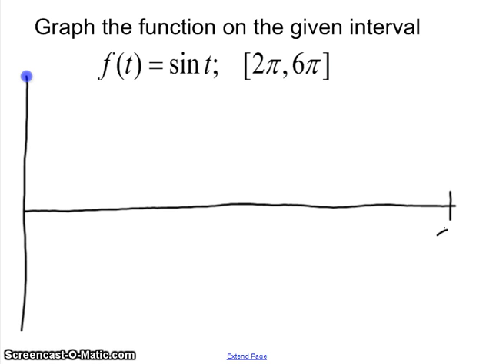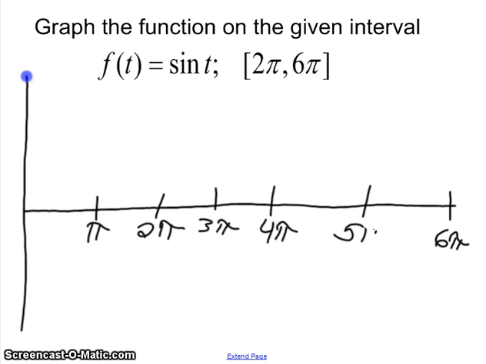The largest value that I need to graph is 6 pi. And then I'm just going to break that up into pretty even intervals. I'm going to divide that in half and say, well, that's 3 pi. And then I'm going to divide that into thirds and say that's 1 pi, 2 pi, 4 pi, 5 pi.